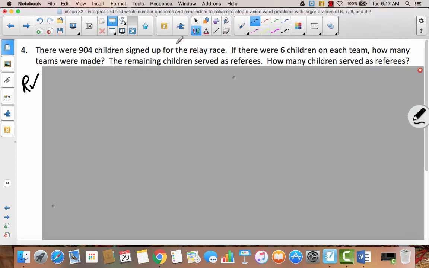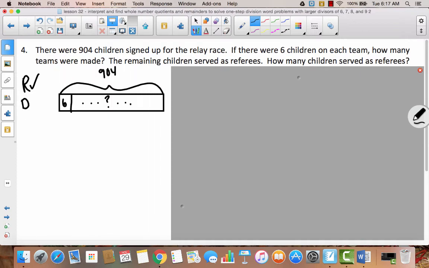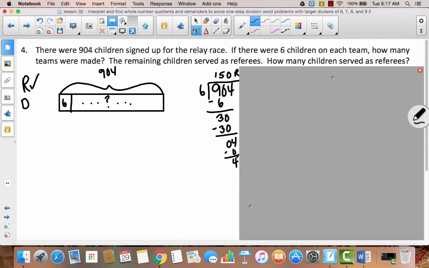Okay, so after I read the problem, my next step is going to be to draw a picture. So I went ahead and I drew my tape diagram. I knew that the total was 904 children, and it said that there were 6 children on each team. So that told me that we were making groups of 6, and we were trying to figure out how many groups there were in all. So to find out how many groups there were in all, I divided 904 by 6. And when I did, I ended up with 150, remainder 4.